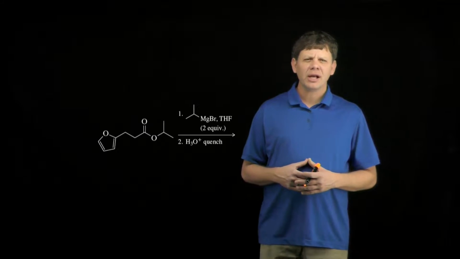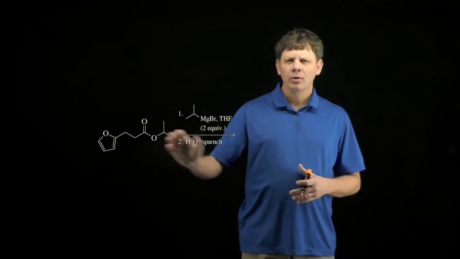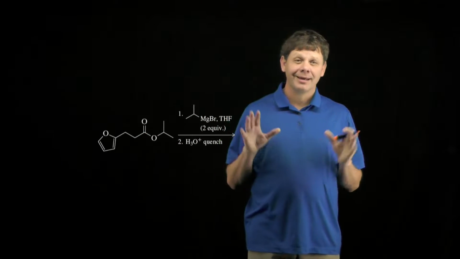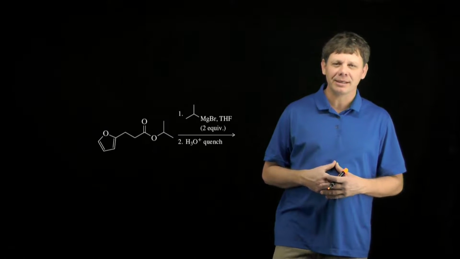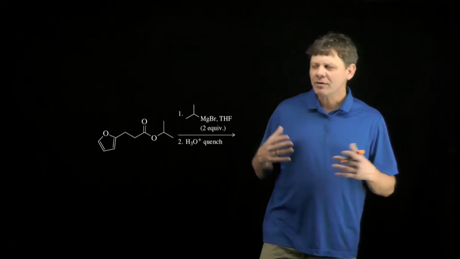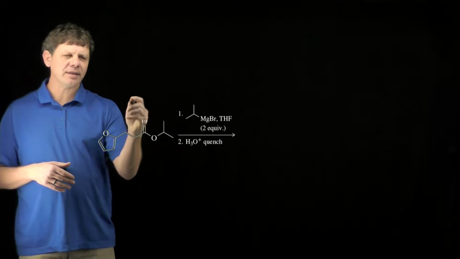In this assessment, you're asked to predict the product of a Grignard reagent, two equivalents, with an ester. And guess what? You're getting bonus coverage because I'm doing part A and part B together in this one. First of all, let's start with just the first question of when we add the Grignard reagent to the ester.